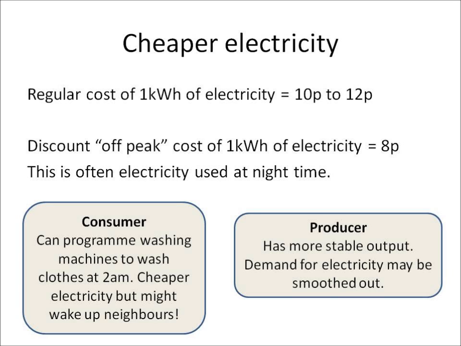We'd be getting cheaper electricity, but it might be inconvenient for me to run the program, and it might wake up my neighbours. Now, the off-peak idea is also good for the producer. They have a more stable output. Instead of everybody wanting their electricity during peak hours, we can smooth out the demand so that people may now want their electricity at off-peak hours.